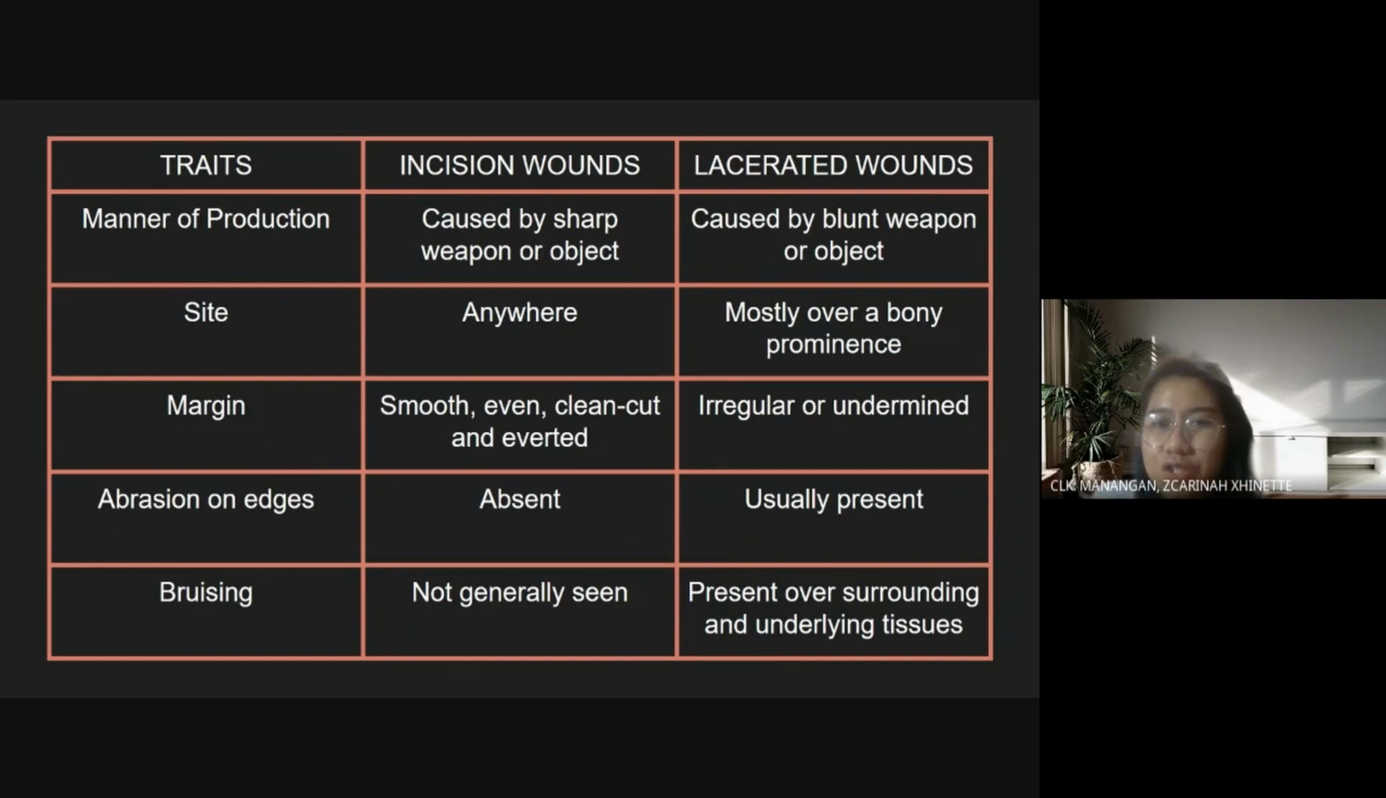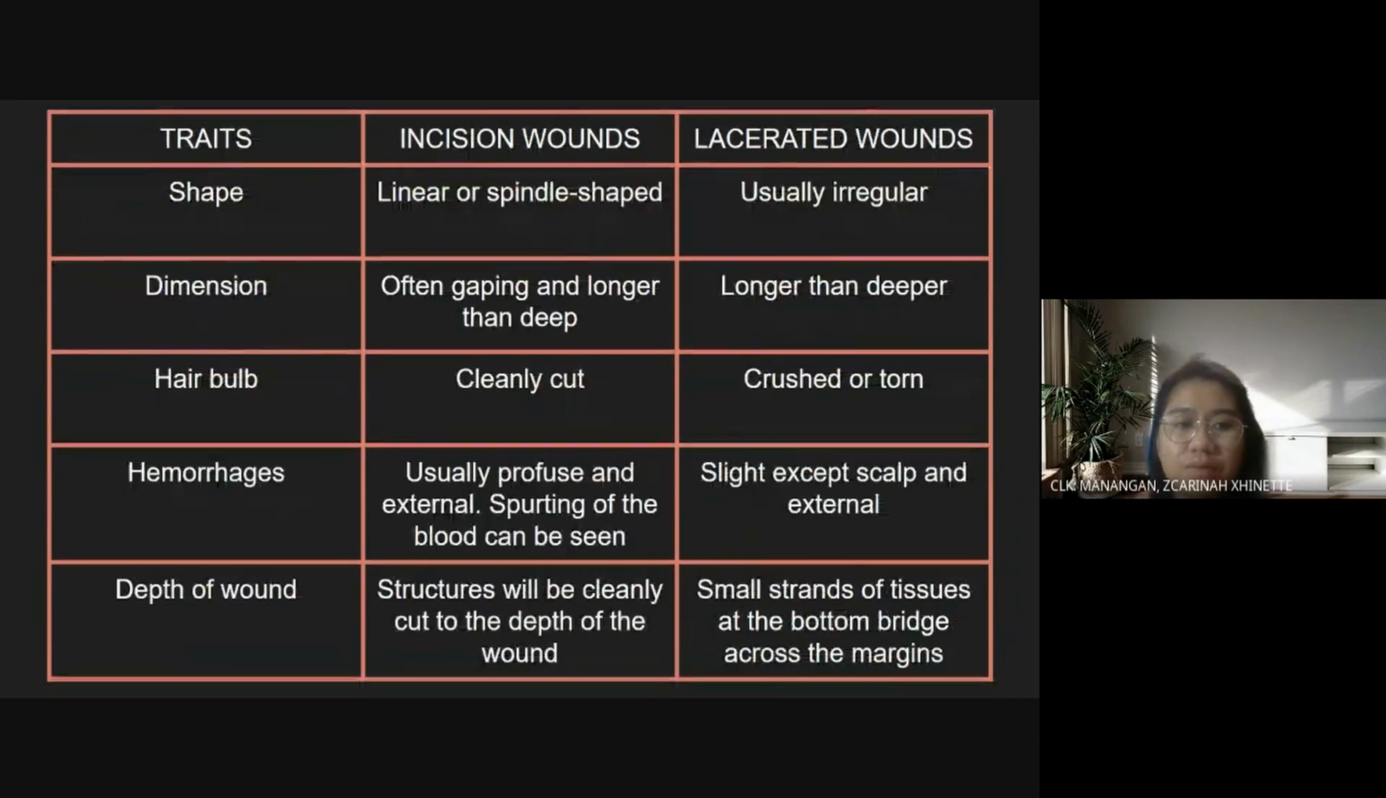For abrasions on the edges of the wound, in incisional wounds it is absent, while in lacerated wounds it is usually present. For bruising, it is generally not seen in incision wounds, while in lacerated wounds it is present over surrounding and underlying tissues. Next, for the shape, incisional wounds are linear or spindle shaped. Lacerated wounds are usually irregular.